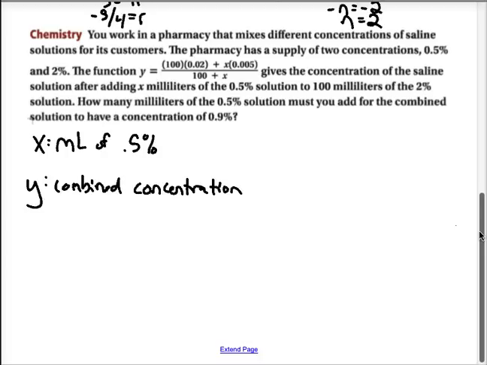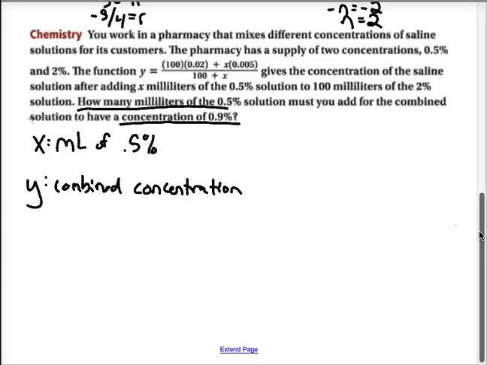All right, so now that we have that piece out of the way, now we have to decide what we're being given. Well, we're being given that they have a combined concentration of 0.9%, and we want how many milliliters of the 0.5% do we need? So we're being given Y and we're finding X. That's what I'm taking out of this word problem. They're providing us with a combined concentration, and we want to know how much of that 0.5% one do we need.